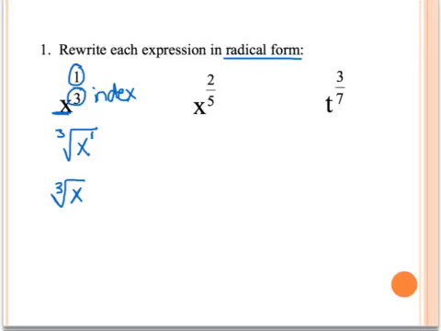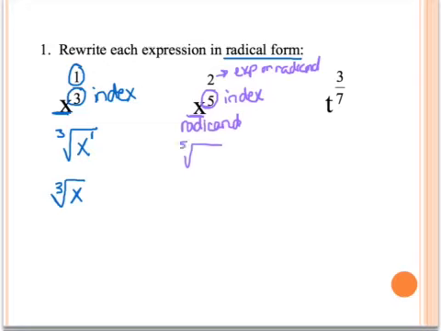We have x to the 2/5 power. So my base is my radicand. The denominator is my index. And the numerator is the exponent on the radicand. So this becomes the 5th root of x squared. And if you wanted to write it as the 5th root of x quantity squared, you can, because these two forms are equivalent.